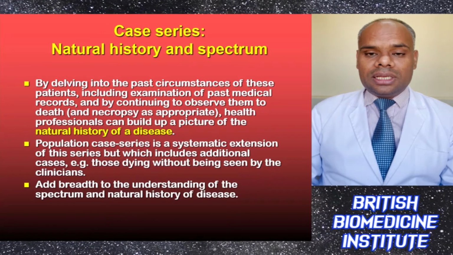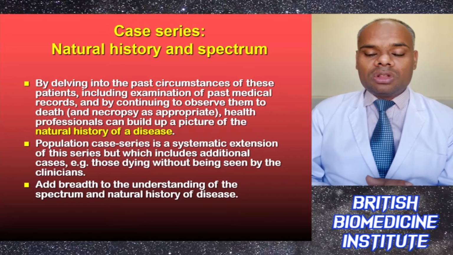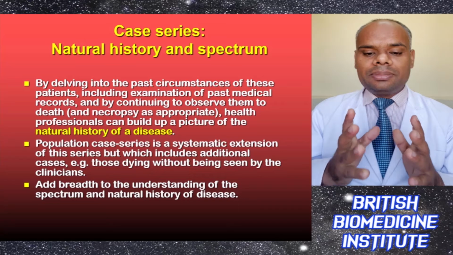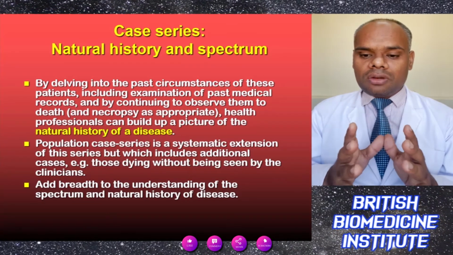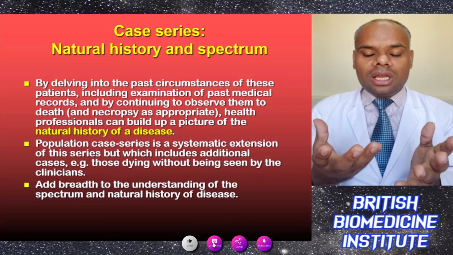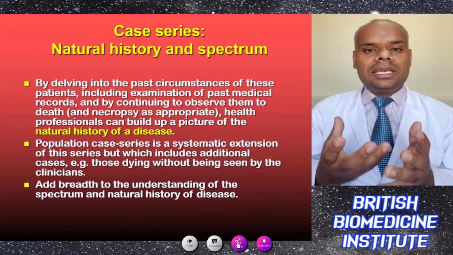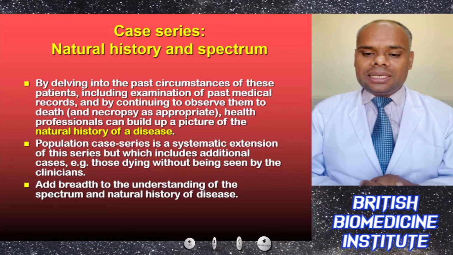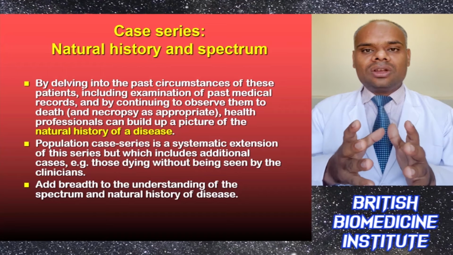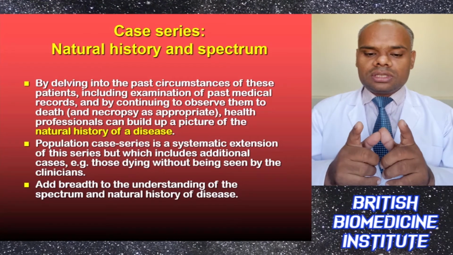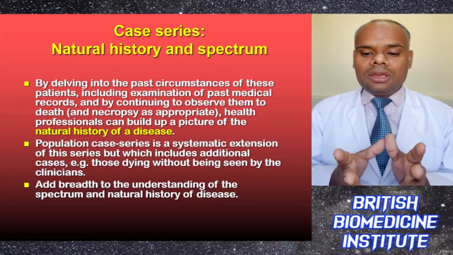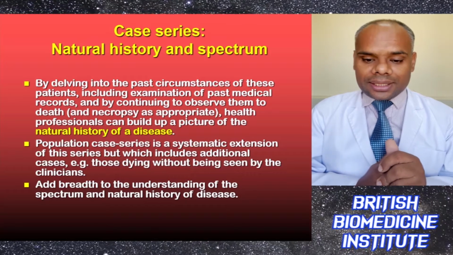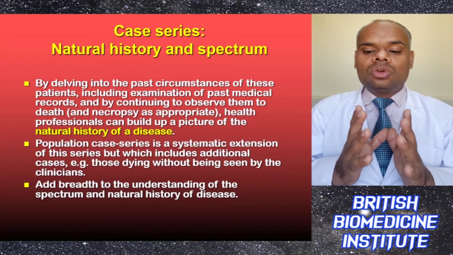Under natural history and spectrum, by delving into the past circumstances of these patients, including examination of past medical records, and by continuing to observe them to death, or necropsy as appropriate, health professionals can build up a picture of the natural history of a disease. A population case series is a systematic extension of this, but it involves additional cases, like those dying without being seen by the clinician or physician, adding breadth to the understanding of the spectrum and natural history of the disease.